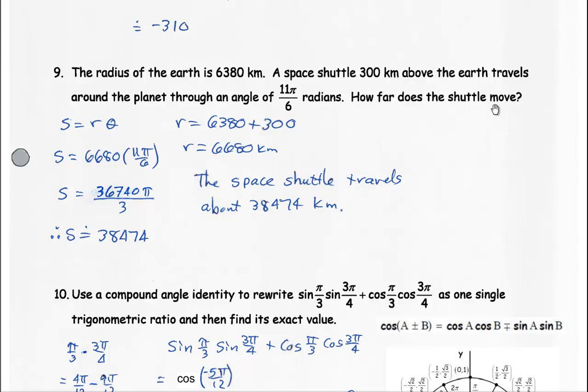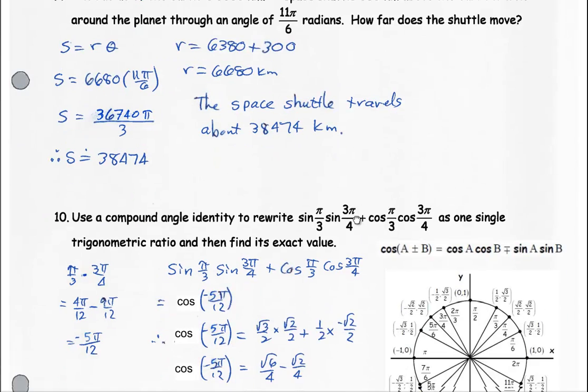And so you're asked, how far does the shuttle move along this partial orbit? So we use arc length is radius times the angle of rotation. So we're multiplying the 6680 by 11 pi over 6. So that's the exact value. If you multiply this 36,740 by pi and divide it by 3, you get 38,474 kilometers. So that's how far the space shuttle would travel through that part of the orbit.